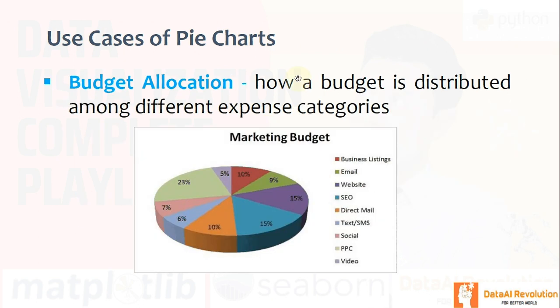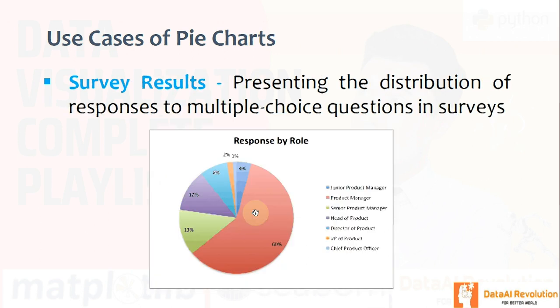The second use case for a pie chart can be budget allocation. For example, there is a company and the company has a marketing budget for different categories, and those categories are like business listing, email, website, SEO, direct mail, text and SMS, social, PPC, video, and these show the percentage or proportion, or we can say the distribution, of those categories out of 100%.